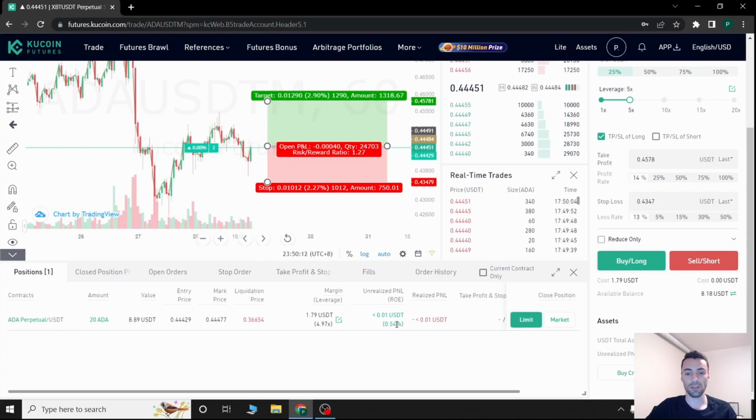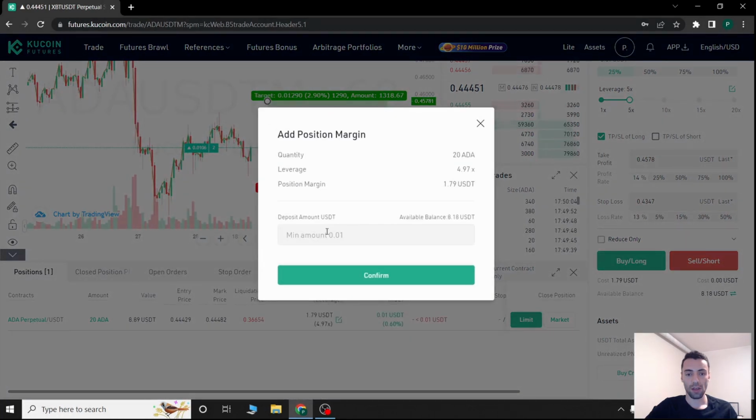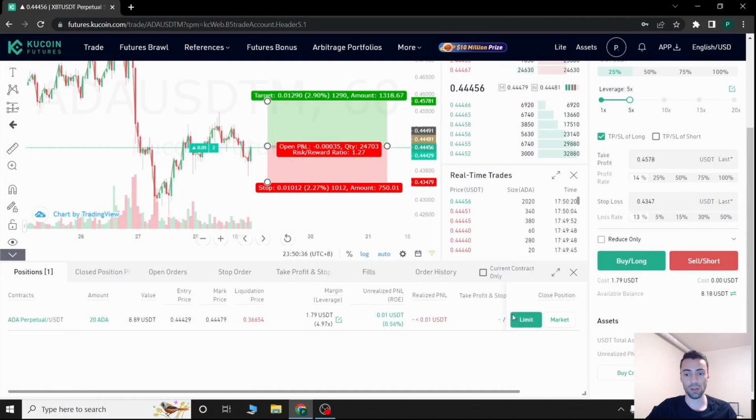So if it's green, yes, it means that's okay. And this is the margin leverage. Actually, if you click on this button, it will show you your quantity, your leverage, and your position margin. You actually can deposit USDT. You can add more USDT to this position if you want, but we don't want to, and we can close our position.